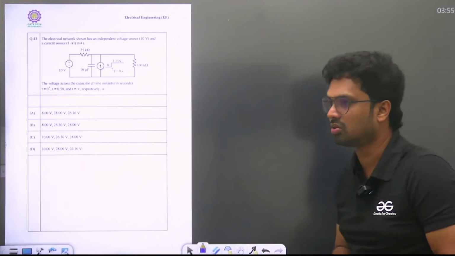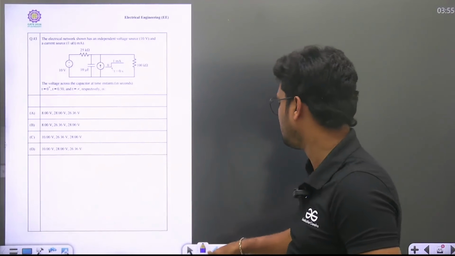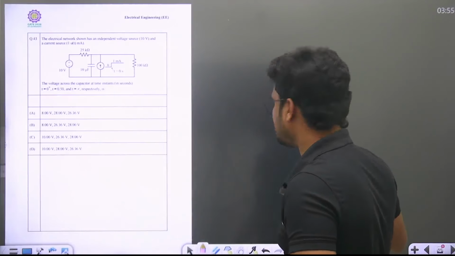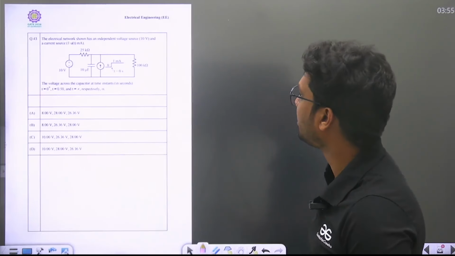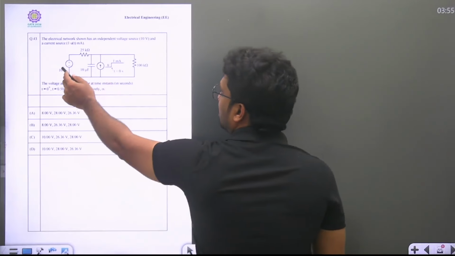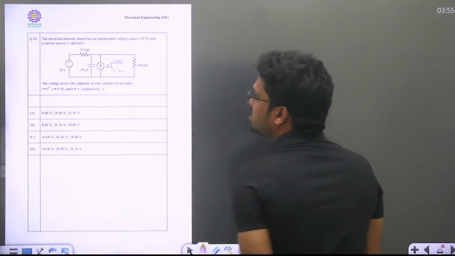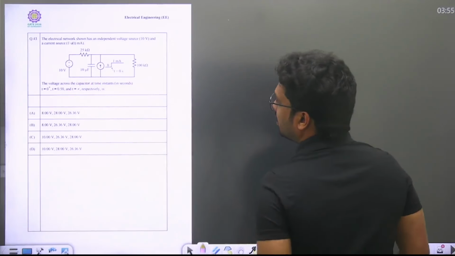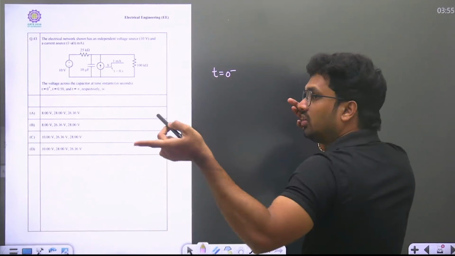Next question. This is a kind of transient question. It will take time, but eliminate the options, and you can do it with less time also. So let's do it. The electrical network shown has an independent voltage source of 10 volts and a current source of u of t. u of t means a step signal like this. Okay. So can you tell me first, at t equal to 0 minus, the current source u of t will apply at 0.